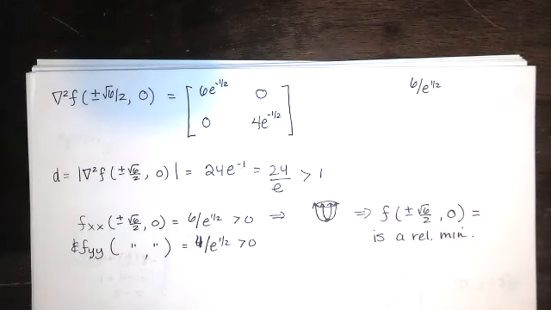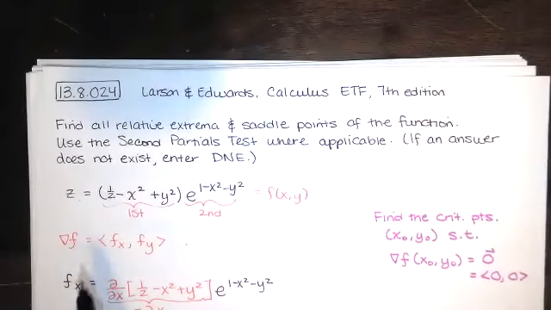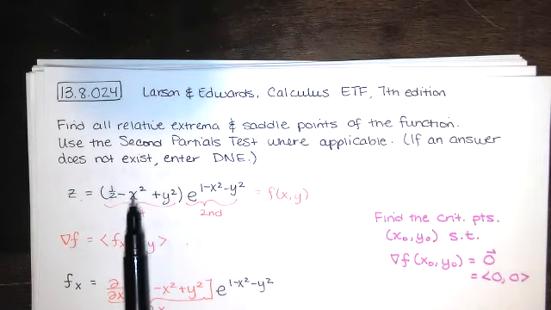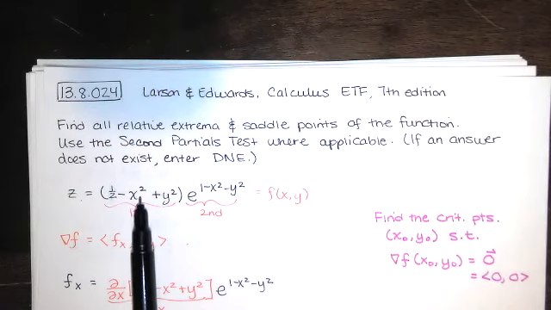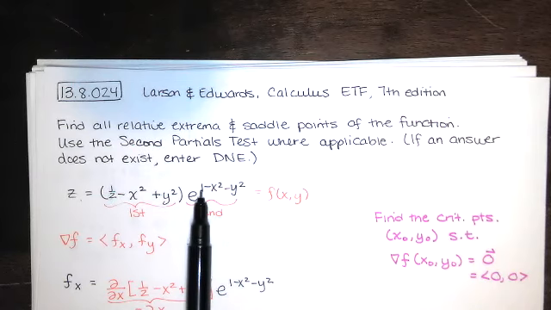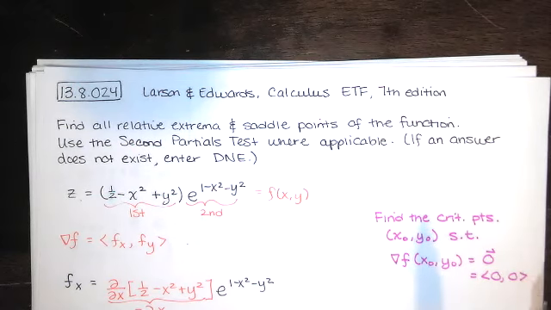And if I want to find the corresponding z value, I go back to my original function and I substitute in y equals 0, x equals plus or minus square root of 6/2. Remember, x squared was 3/2. So 1/2 minus 3/2 is -2/2. -2/2 is just a -1. So we've got a -1 times e to the -1/2 power.